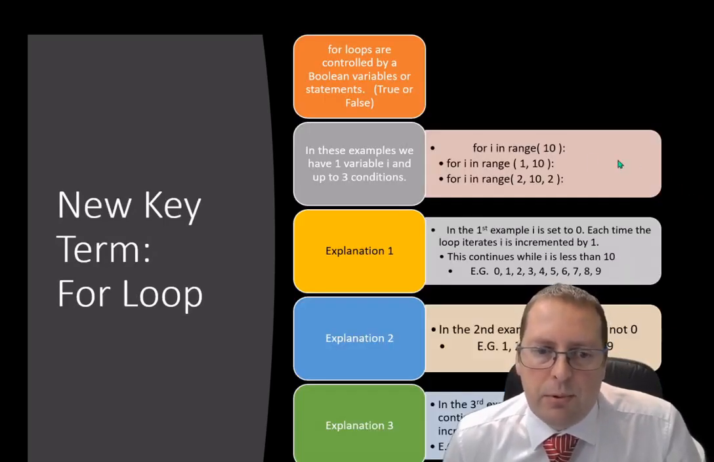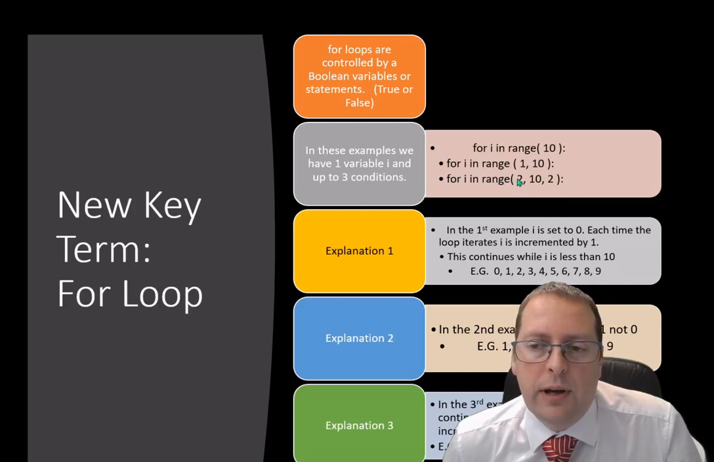So I've got a few examples here. For i in range, so this is iterating. For i in range 10, that means repeat it 10 times. For i in range 1 to 10, now Python uses something called inclusive exclusive, and that means include 1 but exclude 10. So go from 1 to and stop before 10, so 1 to 9 in this example here.